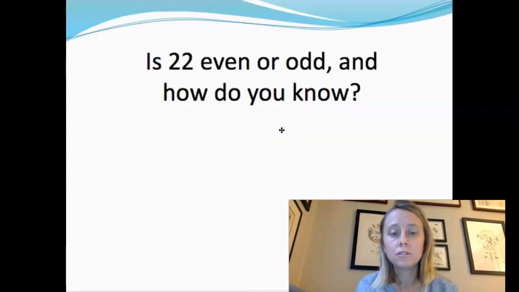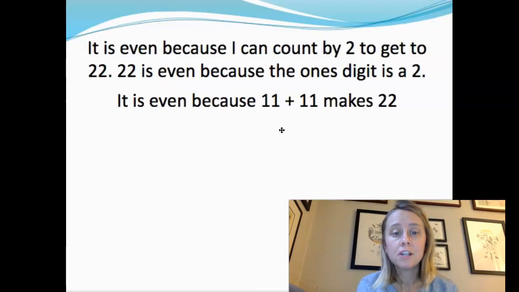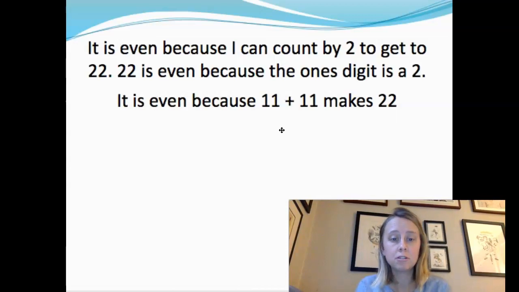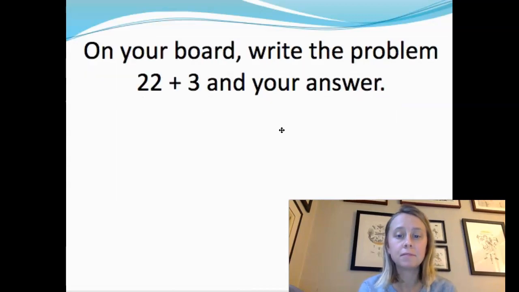22. Is 22 even or odd? 22 is even because I can count by 2 and get to 22. 22 is even because if I look in the ones digit, there's a 2. And it is even because 11 plus 11 makes 22. So I know I can have 2 rows of 11 and every number would have a pair. So remember, even plus even equals even.